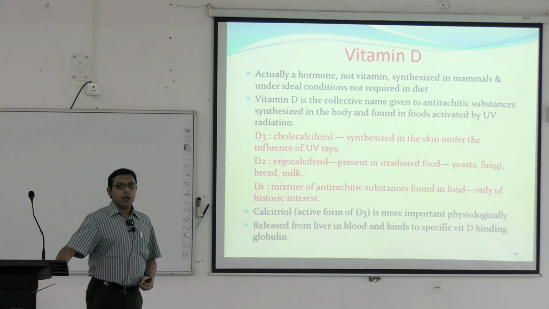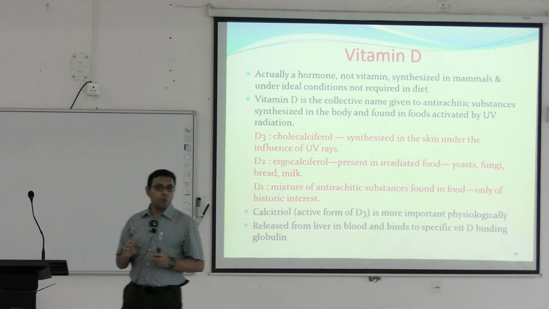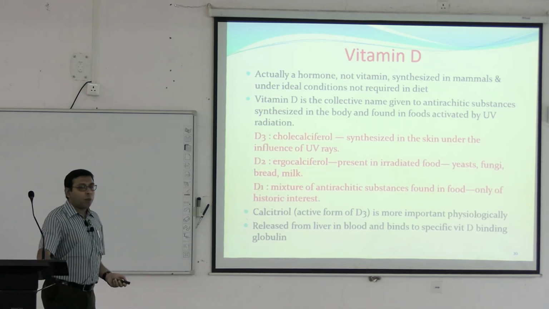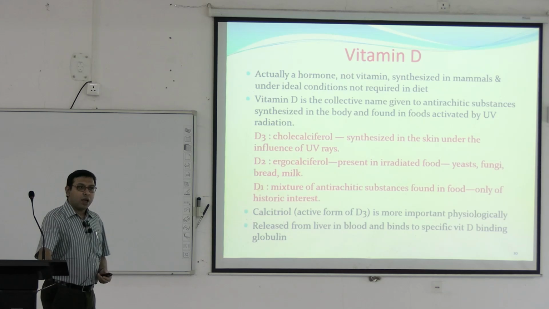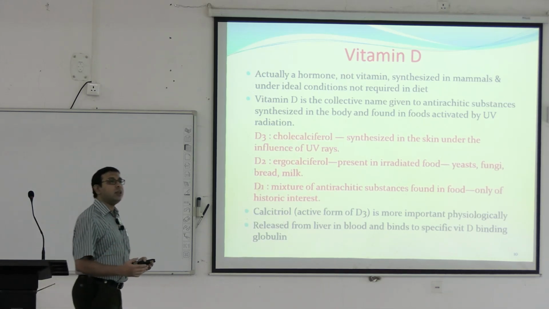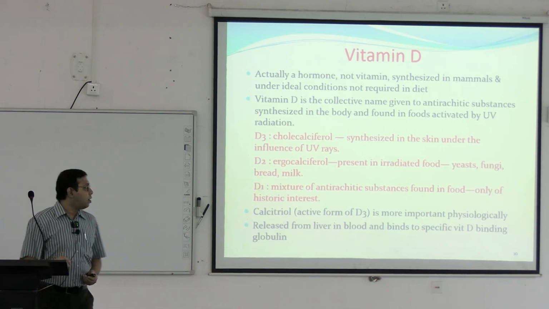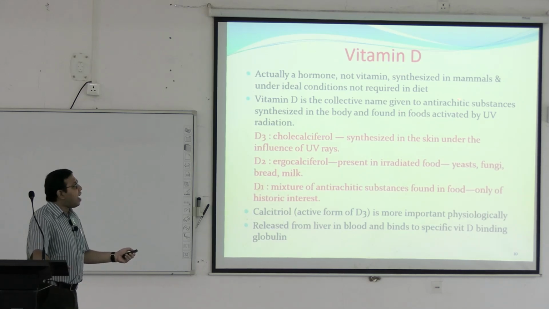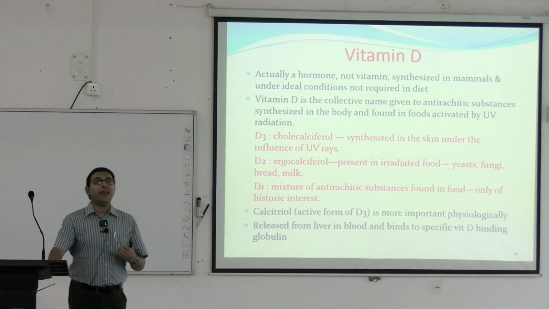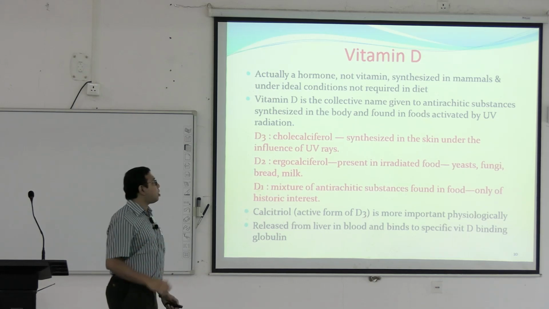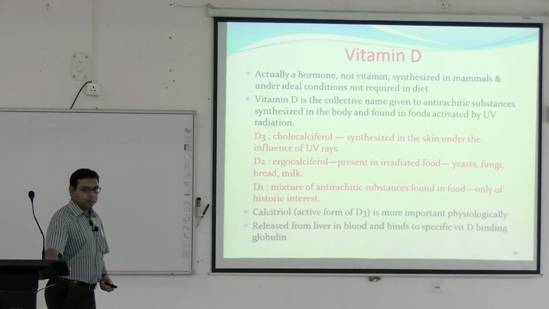Next, coming to the vitamin D. Vitamin D, though it is told as a vitamin, basically vitamin D, it is a hormone. So it is actually a hormone, not vitamin, synthesized in mammals and under ideal conditions, not required in diet. Under ideal conditions, for example, it is mainly synthesized in our skin through the ultraviolet rays, mainly type B of the sunlight. It is a collective name given to the anti-rachitic substance. Anti-rachitic means these substances mainly prevents the rickets. So anti-rachitic, anti-rickets substance. It is synthesized in the body and found in foods activated by the ultraviolet radiation.